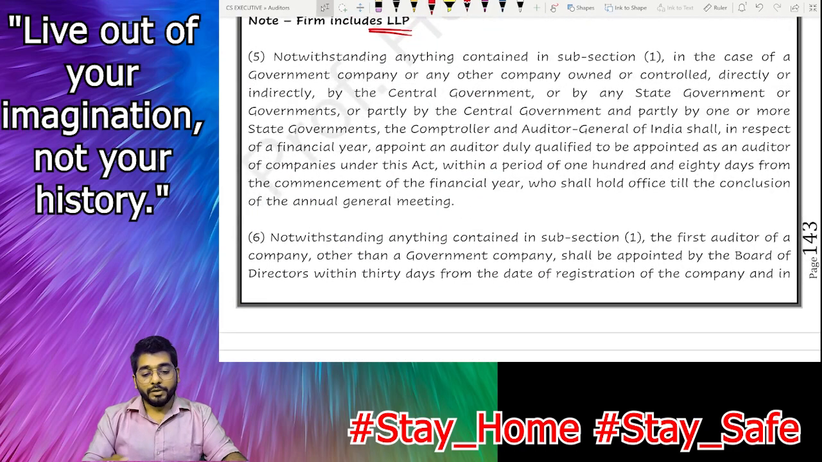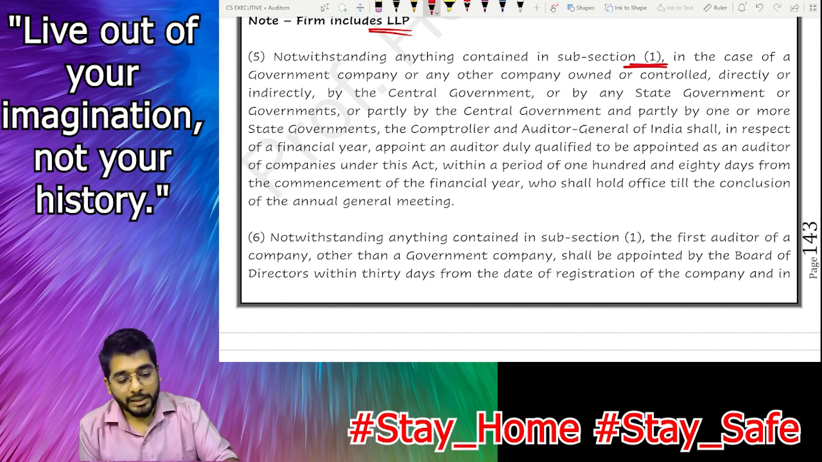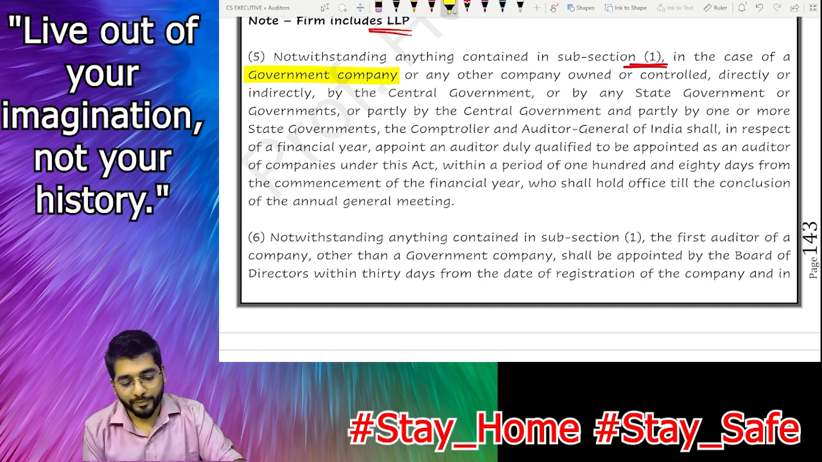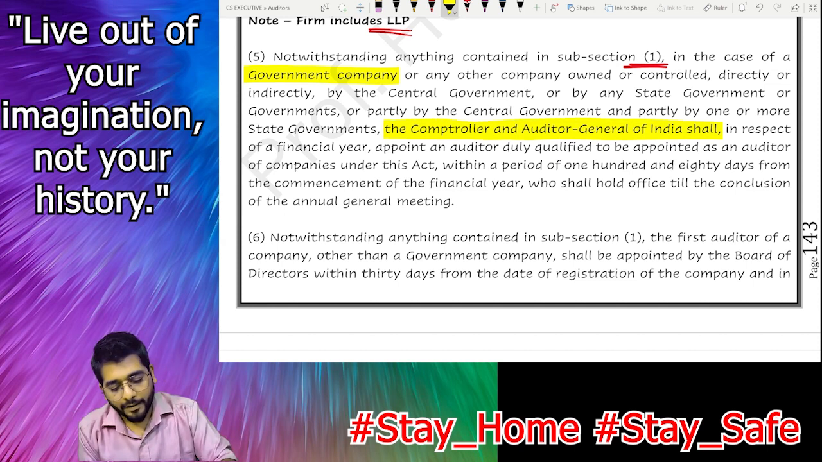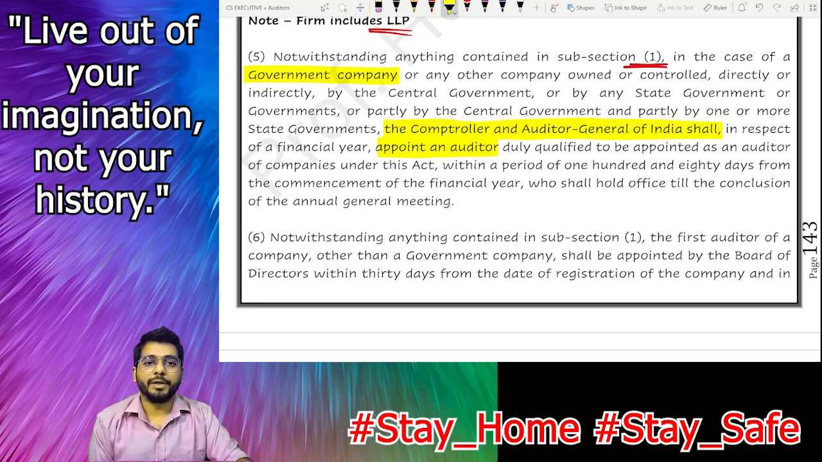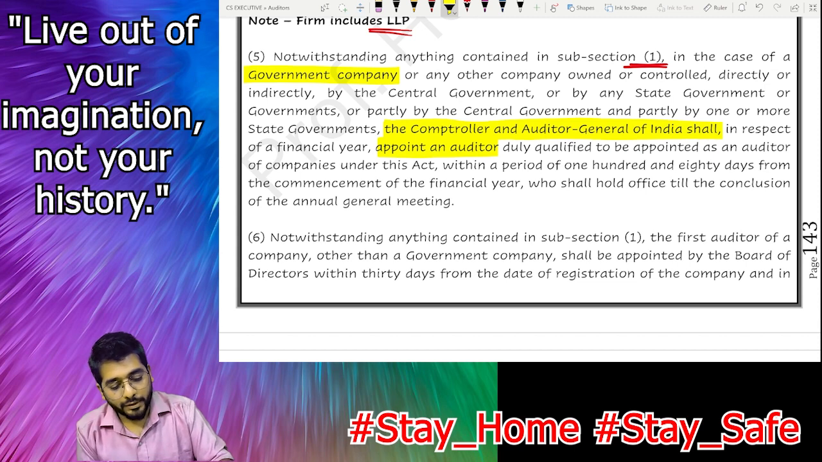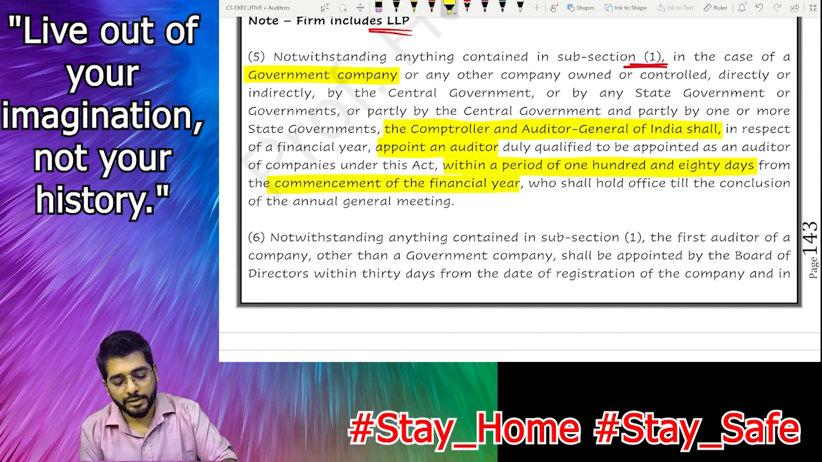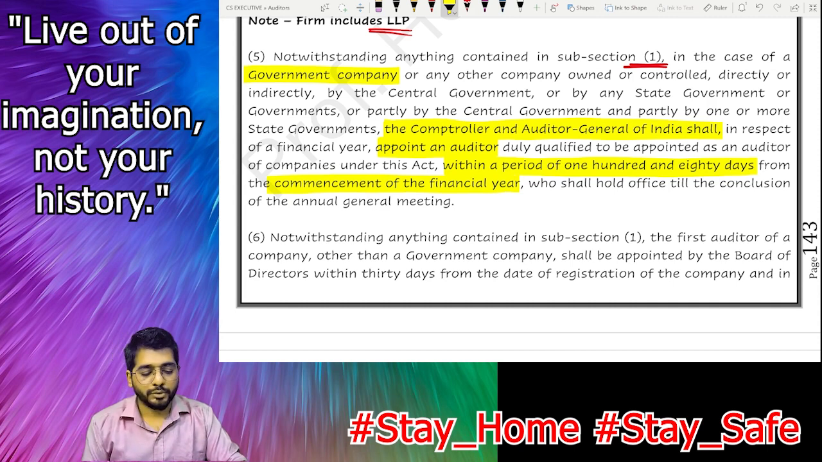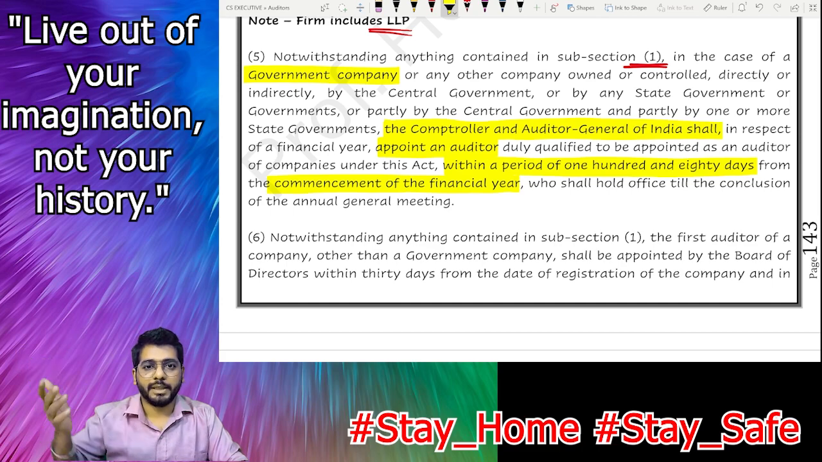Simple. Okay. Fine. Notwithstanding anything that is contained under subsection 1 above, in case of a government company or any other company which is owned and controlled by the government, central, state, whatever, who will appoint the auditor? The Comptroller and Auditor General of India, the CAG, shall appoint the auditor. Understood? CAG shall appoint any person who is duly qualified to be appointed as an auditor. This appointment shall be done within a period of 180 days from the commencement of the financial year. He shall hold the office till the conclusion of the AGM. So next AGM, he will be appointed.